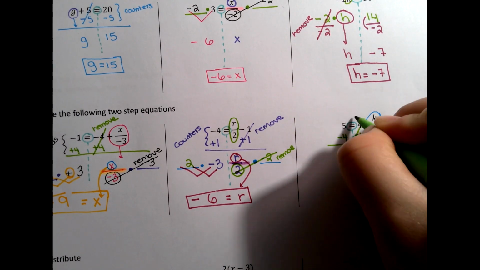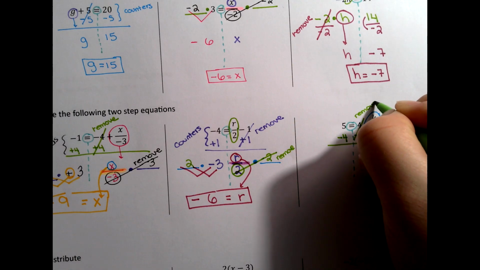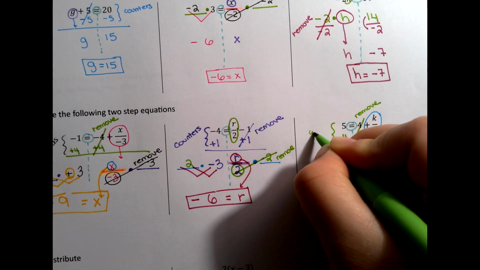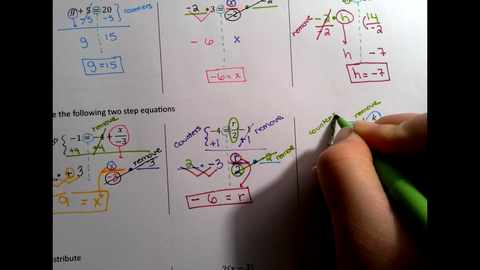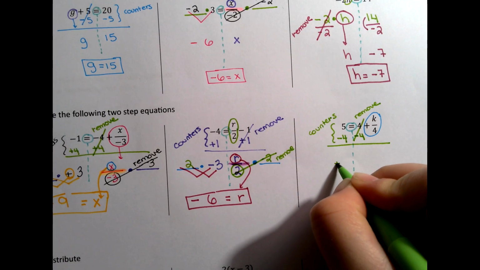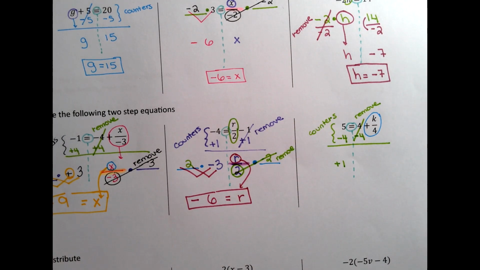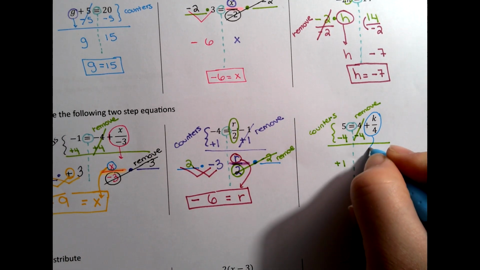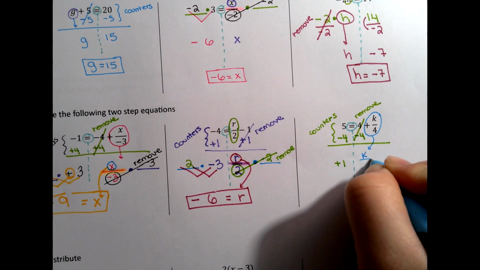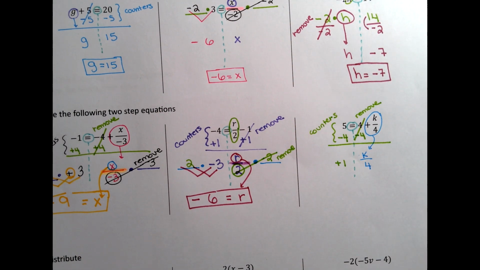Our task is to remove. And here we're going to use counters. 5 minus 4 is a positive 1. Bring down the term with your letter. So we're going to bring down this positive K over 4. It is your choice if you want to bring down that plus. Because K is positive, having plus and not having plus still is positive.